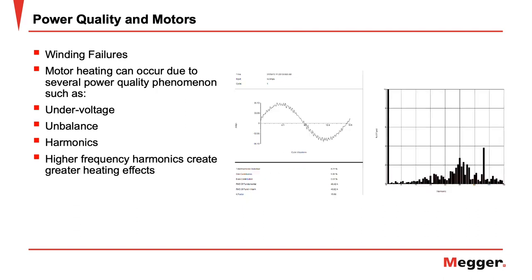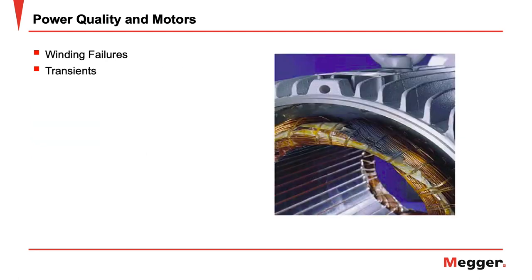The higher the frequency of the harmonic, the greater the heating effects. Transients can be another cause of winding failures. Transients create high instantaneous differences in voltage potential, and this can lead to arcing, and arcing through insulation will carbonize the insulation. This will lead to insulation failure, leading to shorted coils.